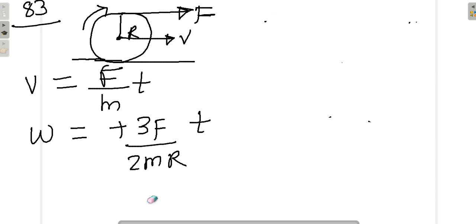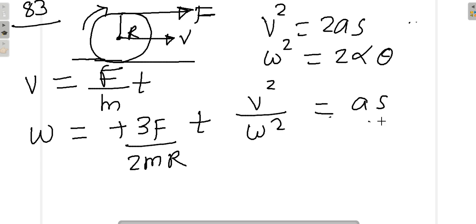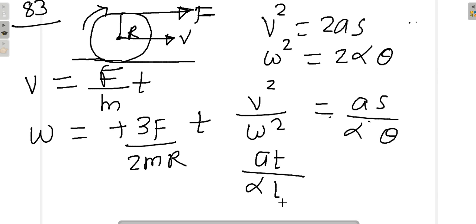The third equation of motion gives me v square equal to 2as and omega square equal to 2 alpha theta. So that gives me v square upon omega square equal to a into s upon alpha into theta. V is at, omega is alpha t.